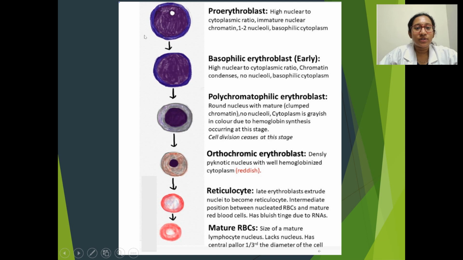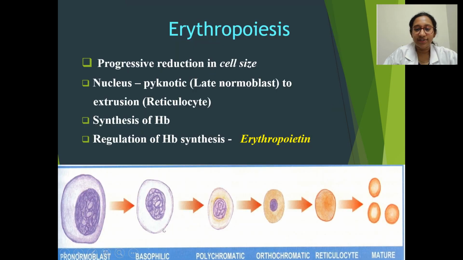So the thing you have to remember is that from proerythroblast to mature RBC, the size of the cell reduces. There is a nucleus which is removed in the mature stages, and the cytoplasm becomes reddish because of hemoglobinization compared to the earlier stages. This is the same thing which we have seen already.